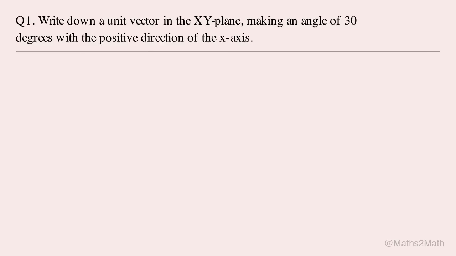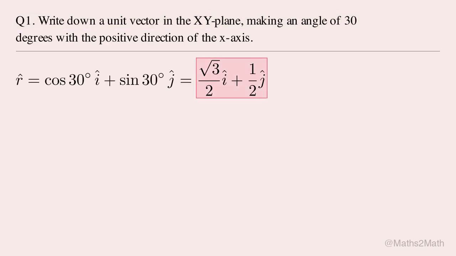Question 1 of the vector algebra miscellaneous. A unit vector by its angle. Cosine and sine of 30 degrees are its components. Cosine 30 and sine 30. Root 3 over 2 and 1/2.